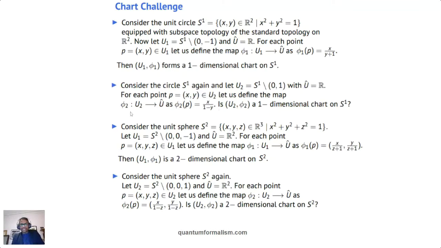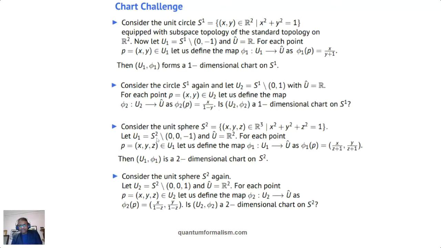So the claim is that if we define the map phi 2 like this, the question is whether this is a one-dimensional chart on S1. Well, all you have to check is whether this is a homeomorphism, right?